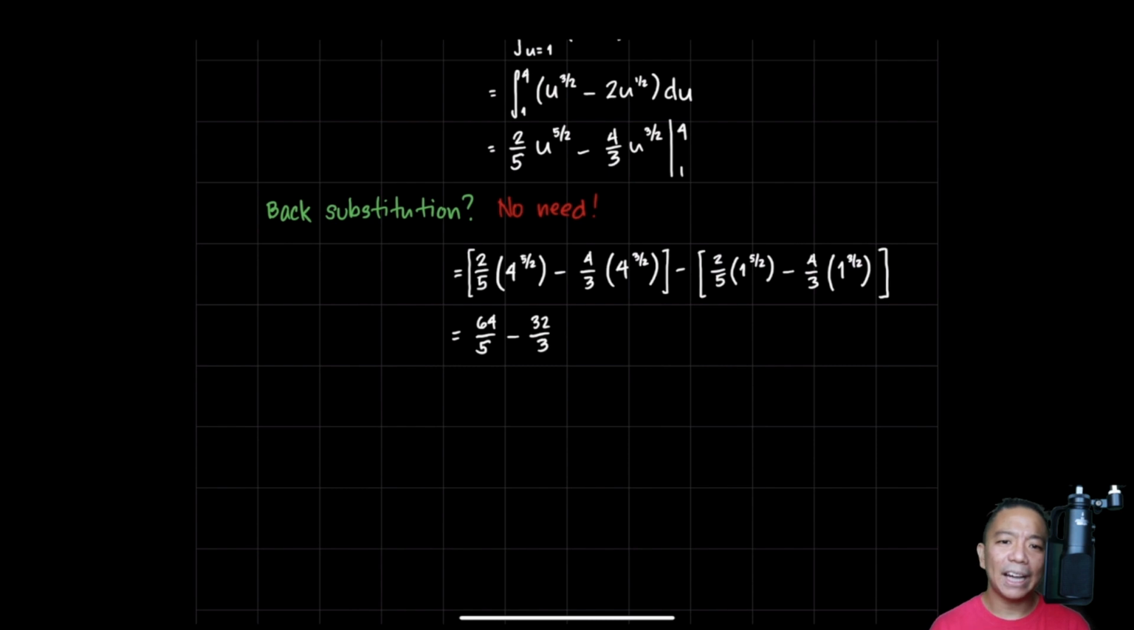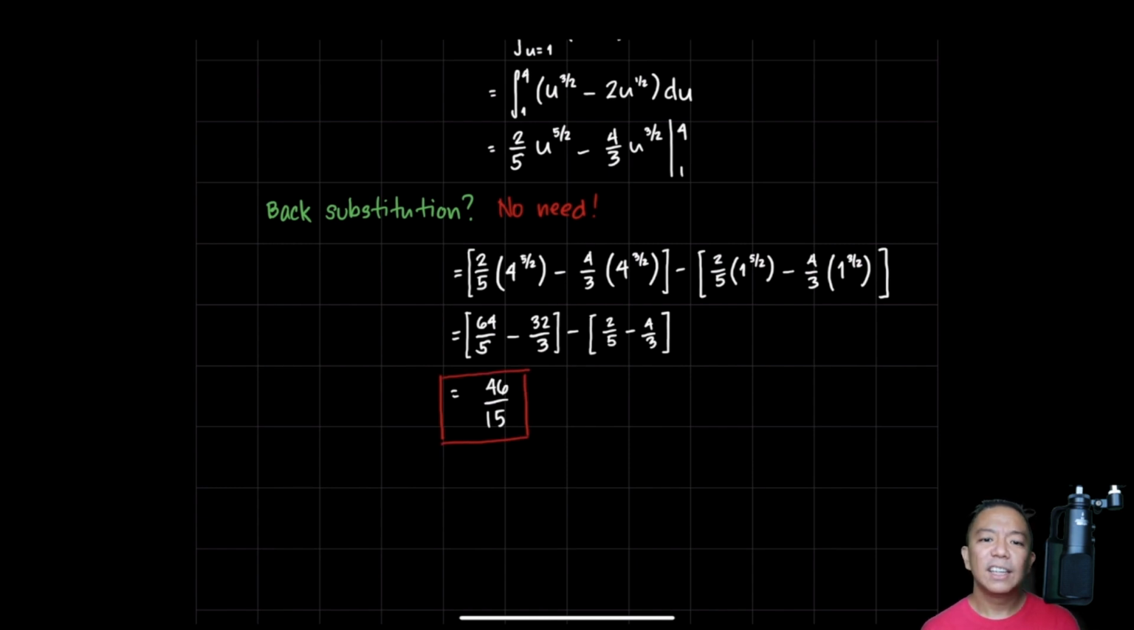This can be done by a calculator. Confirm nyo na lang na magiging tama yan. But you should get your final answer to be 46 over 15. Hindi na masyadong interesting yung final result, no? It's really more on the technique and making sure na yung limits of integration natin ay naisama nyo dun sa pag-switch from x papuntang u.